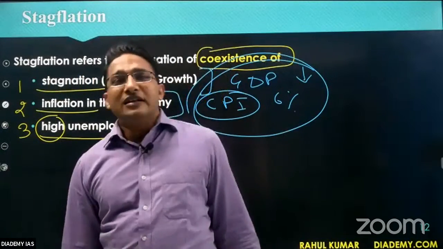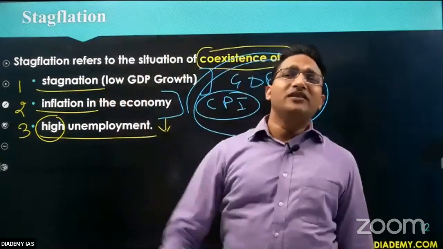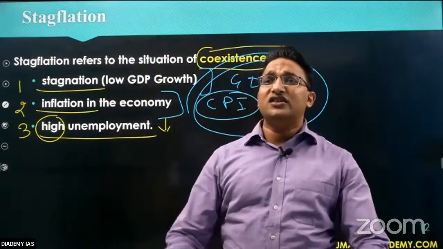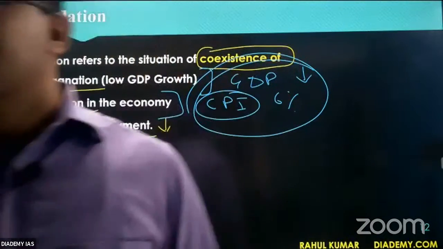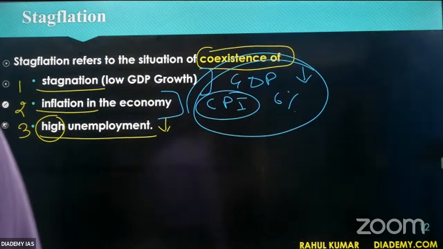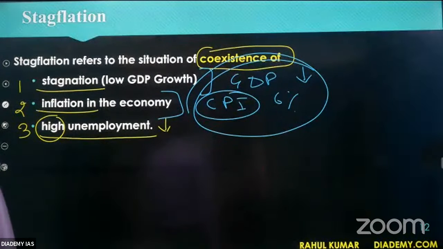Now you will ask, sir, what is the problem with the stagflation? अगर stagflation है तो समस्या क्या है? What is the problem? So my friends, the problem is that it becomes very, very difficult to control this situation for the government. Why? Let us see why. We will see why this becomes very, very difficult to control this situation.